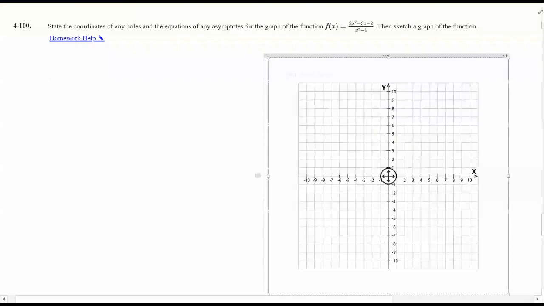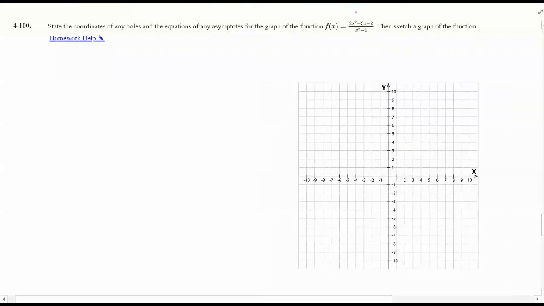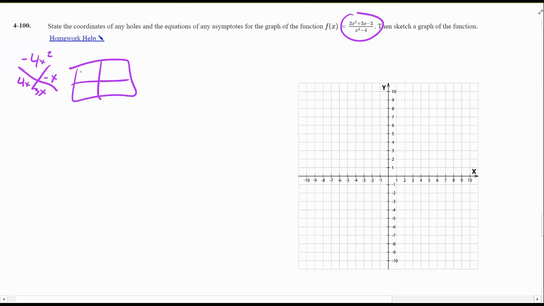So I'll do that last, but the first thing I'm going to do is factor this as much as I can to see if I've got any things that I can cancel out to make this a little bit easier. So my top is going to factor using diamond and box. So I've got 4x times negative x. Box becomes 2x squared, negative 2, 4x, negative x.